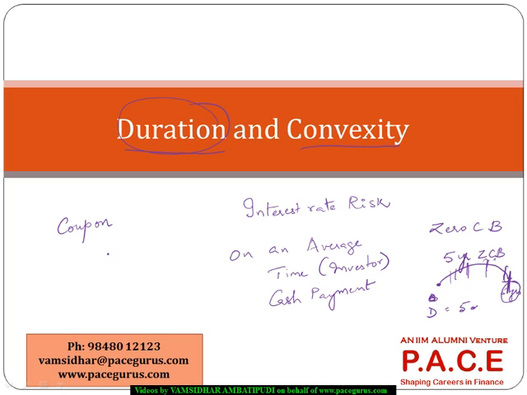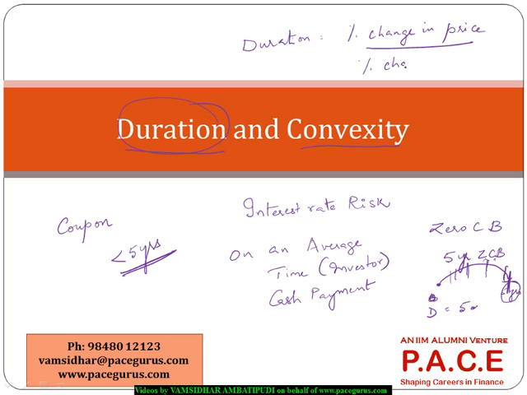So the average time that it is taking to receive all the payments will be less than 5 years itself, right? So that is one powerful measure of the interest rate risk. Because the other way the duration gets defined, slowly we'll see, is that it is nothing but the percentage change in the price of the bond divided by the percentage change in interest rate. Even this kind of logic is applicable for the same concept.